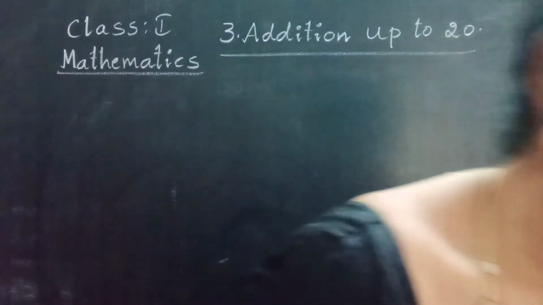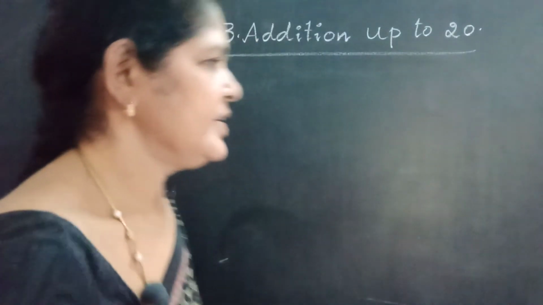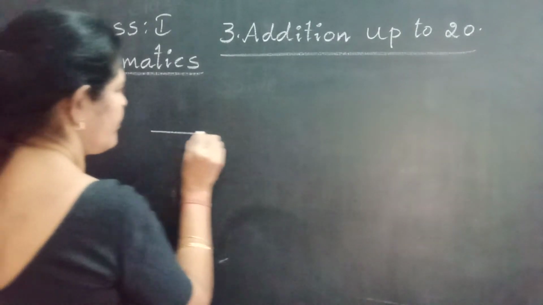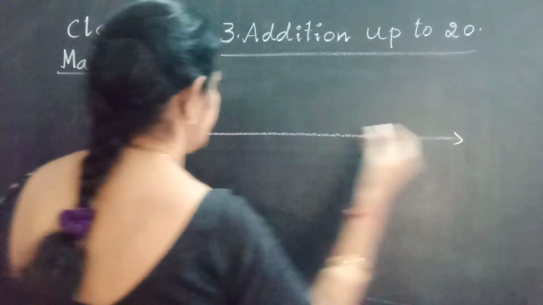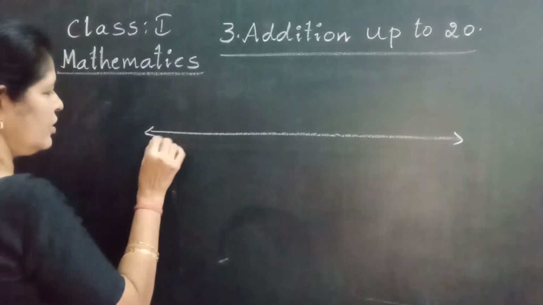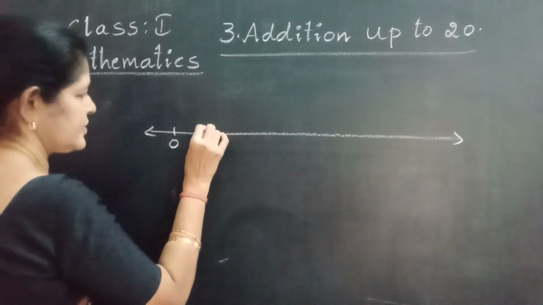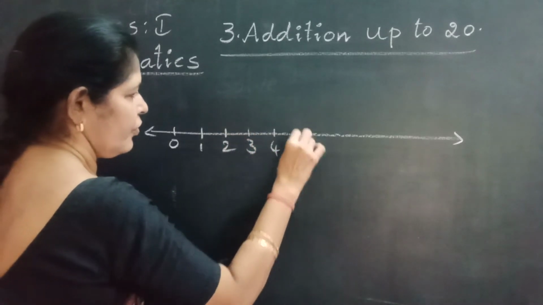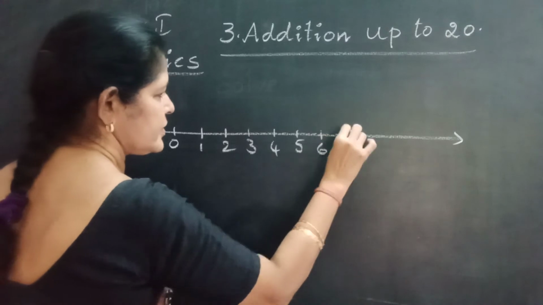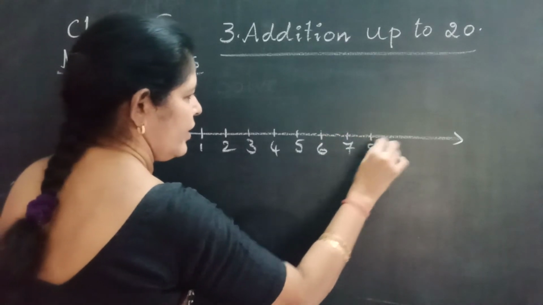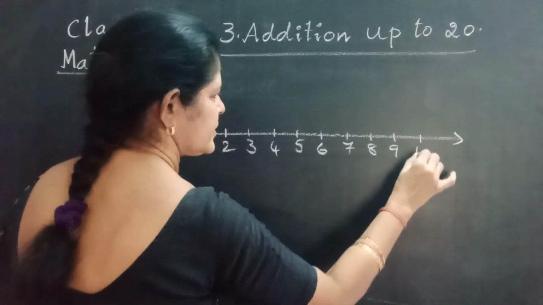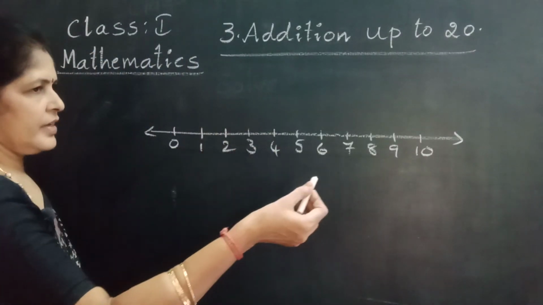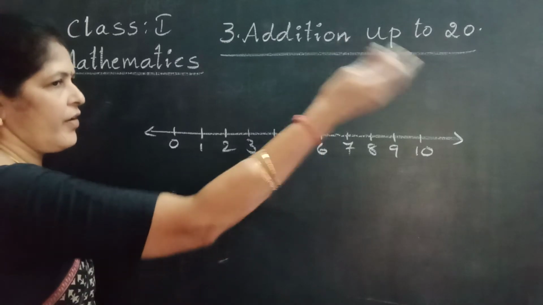On the number line, we write the numbers with equal gaps. The number line starts from 0 to 10. These are single digit numbers. 1, 2, 3, 4, 5, 6, 7, 8, 9, 10. This is the number line from 0 to 10. We are going to count forward.